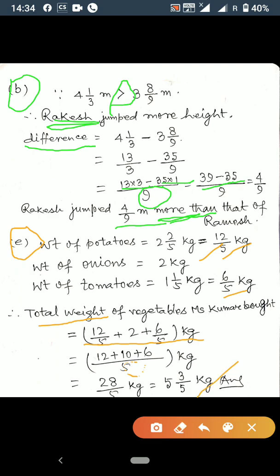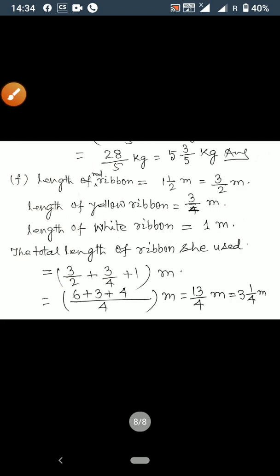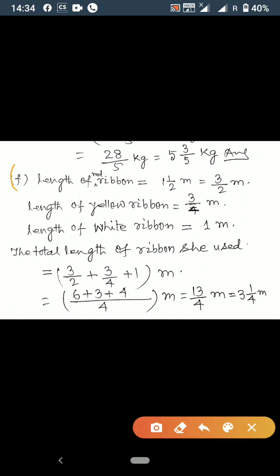Now question F. Neha used 1 whole 1 by 2 meter red ribbon, 3 by 4 meter yellow ribbon and 1 meter white ribbon for her project. Find the total length of ribbon she used for her project. So length of red ribbon equal to 1 whole 1 by 2 meter, that is 3 by 2 meter. Length of yellow ribbon equal to 3 by 4 meter. Length of white ribbon equal to 1 meter.